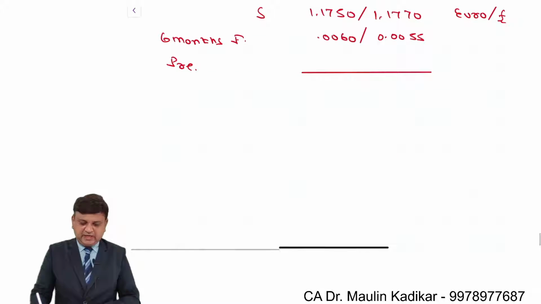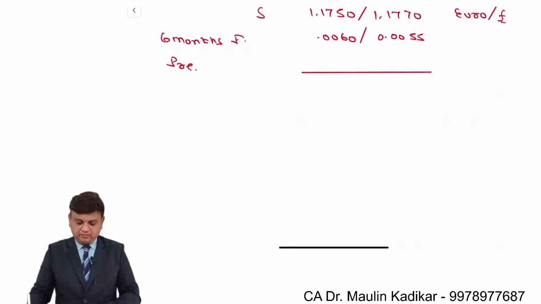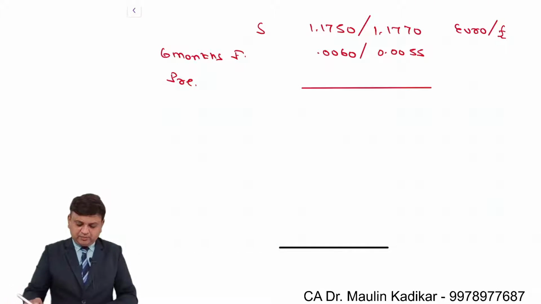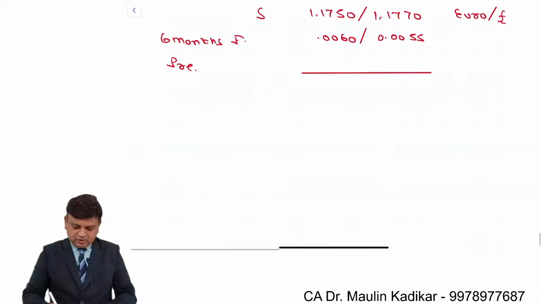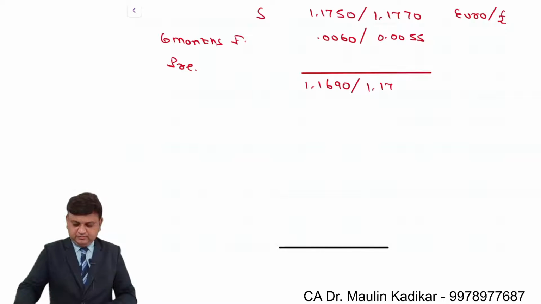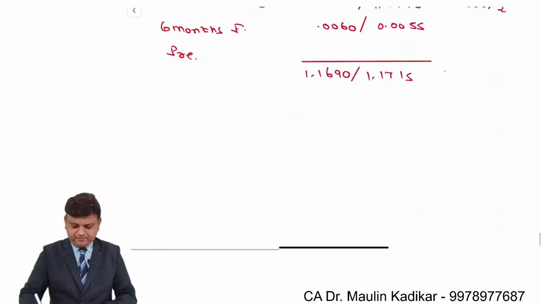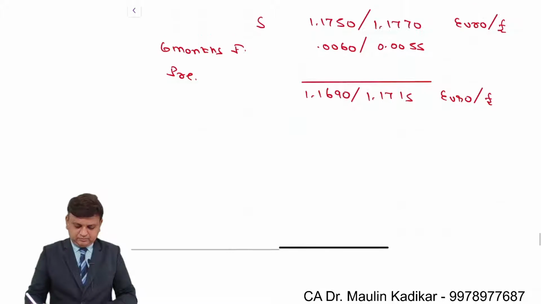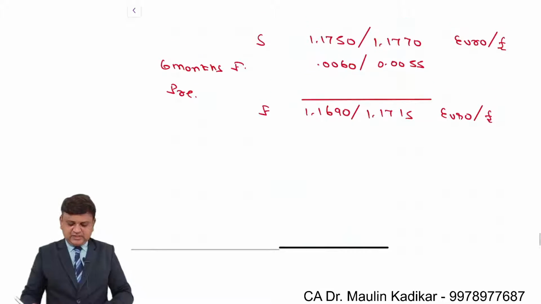Okay. So in that case, it will be deducted in order to compute the forward exchange rate. So 1.1690 slash 1.1715 euro per pound. This is the way the forward exchange rate can be calculated.